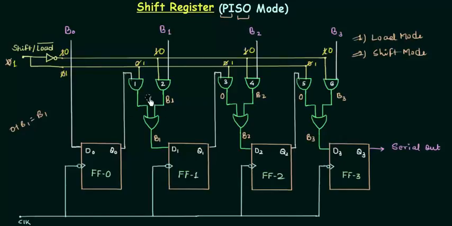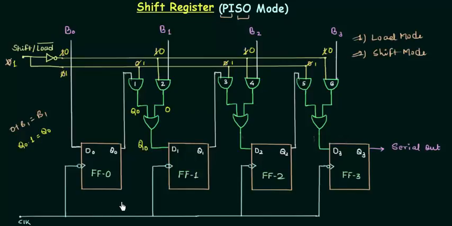Let's see what they are. First, let me rub this down so that we have some space to write down the changed outputs. Okay, for the AND gate number 1, you can see the other input is Q0 and the first input is 1. So Q0 and 1 will give us Q0. So we have Q0, and the gate number 2 will have output as 0. So this OR gate will give us Q0.